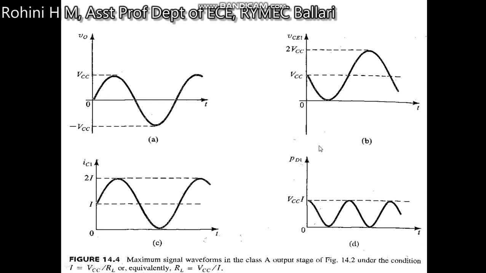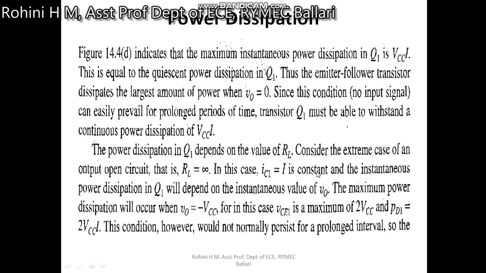So this is the 14.2 diagram. These are the waveforms: collector current waveforms A, B, C, D. So this is VCE1, this is Vout, this is PD.